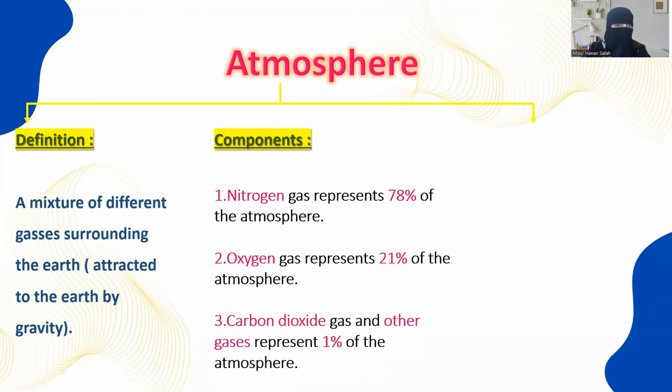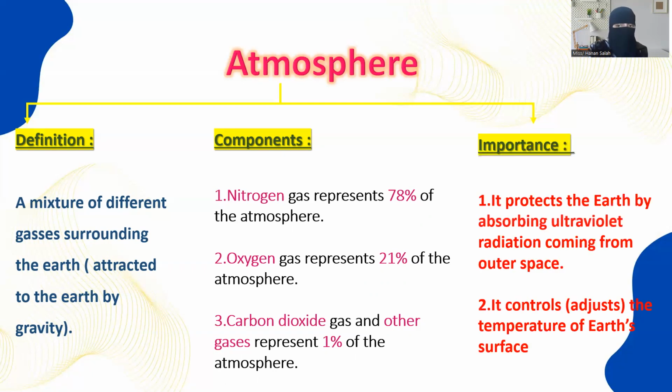What about the components of the atmosphere? You have many gases inside the atmosphere, like nitrogen gas, oxygen gas, carbon dioxide, helium, water vapor, hydrogen, and so on. But each one of them has a specific percentage: nitrogen gas 78%, oxygen gas 21%, carbon dioxide gas with the other gases 1%. But if I ask about carbon dioxide gas by itself, it will be 0.03. So take care with this point. Carbon dioxide only is 0.03, but with other gases it's nearly 1%.